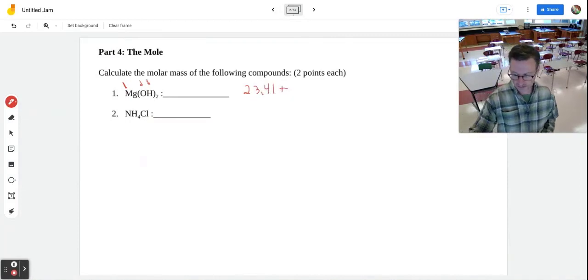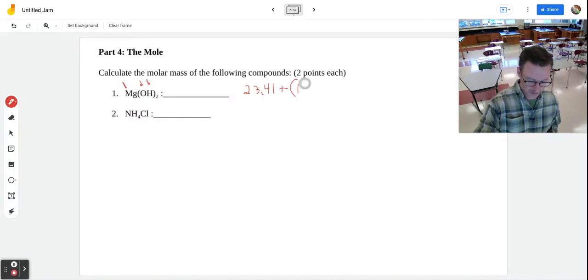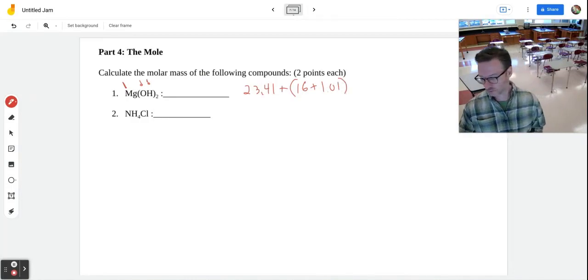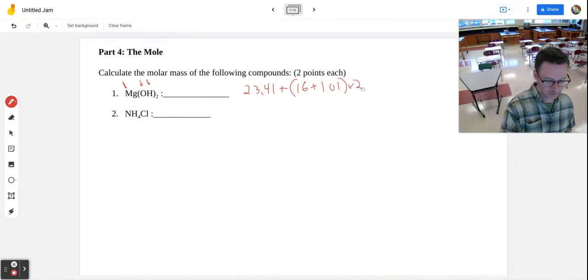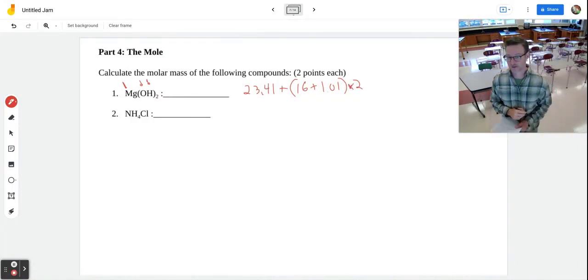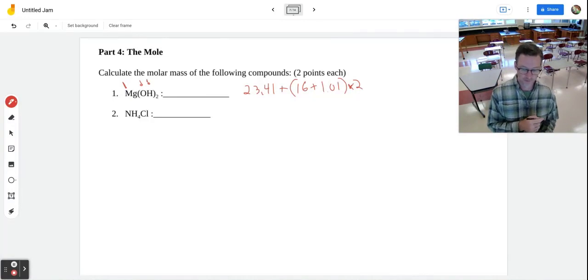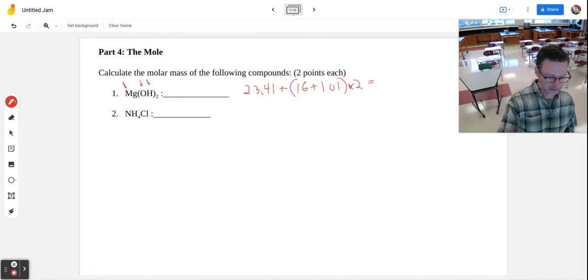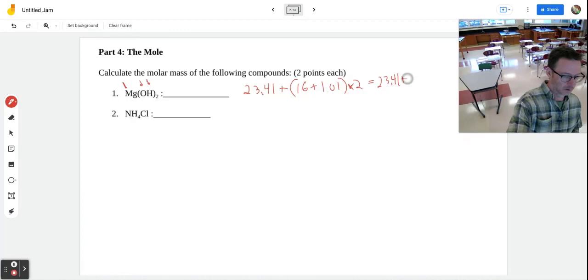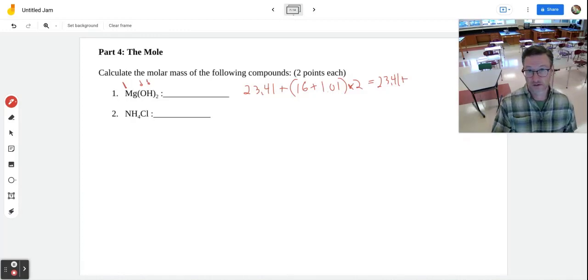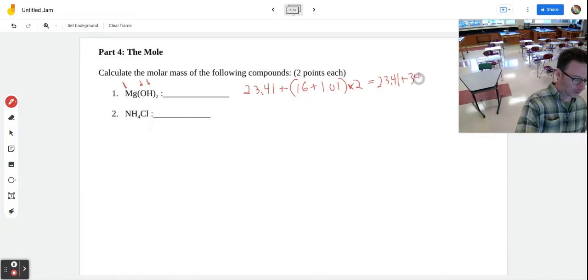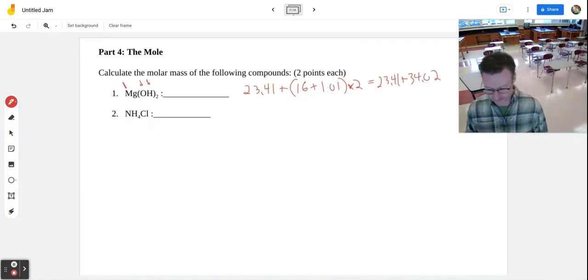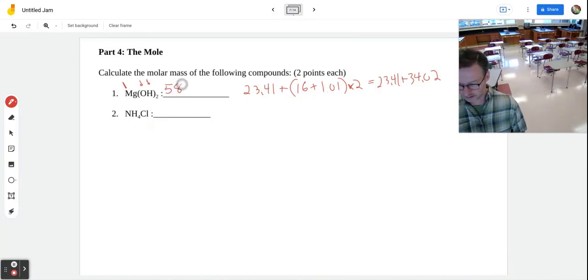We've got 24.31 plus oxygen is 16 plus hydrogen is 1.01. That group is in parentheses times 2. That's what the little 2, called a subscript, outside the parentheses means. It means we double everything inside the parentheses. So that gives us 24.31 plus 16 plus 1.01 twice, which is 34.02, which means that our final answer is 58.33.